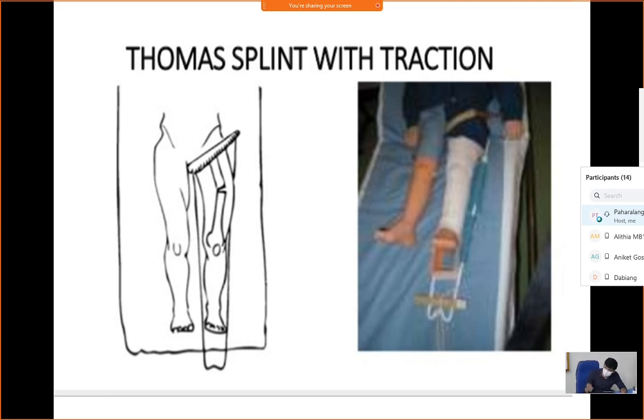You can use it in tibia fracture, knee dislocation, knee tuberculosis, femur fracture, either neck of femur, trochanter, shaft femur, distal femur, any fracture in the lower limb you can use it. So it is called the universal splint.